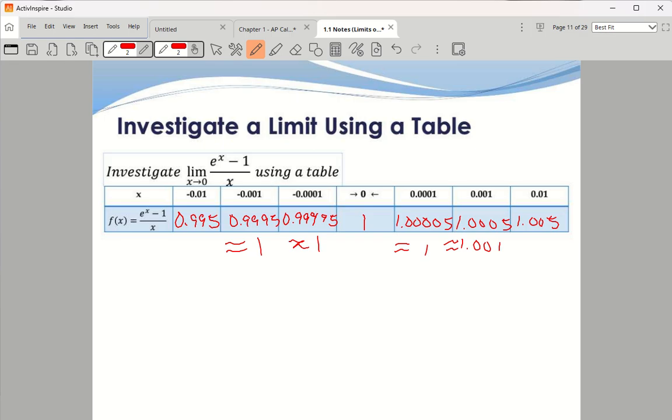So does this limit exist? Does the limit exist? Yeah. Both left and right have to go to the same number.